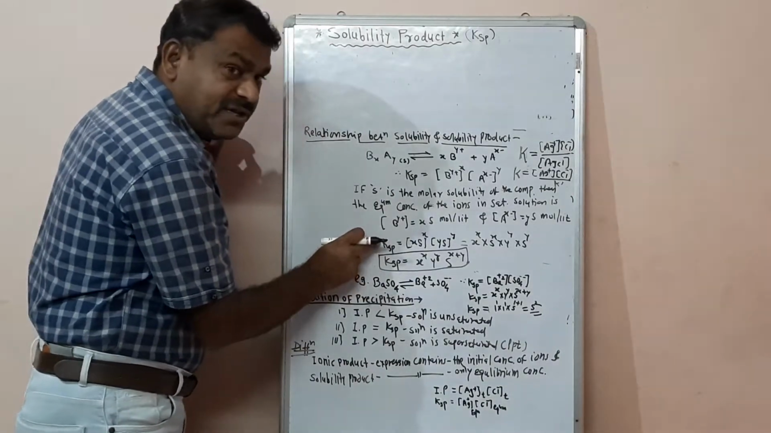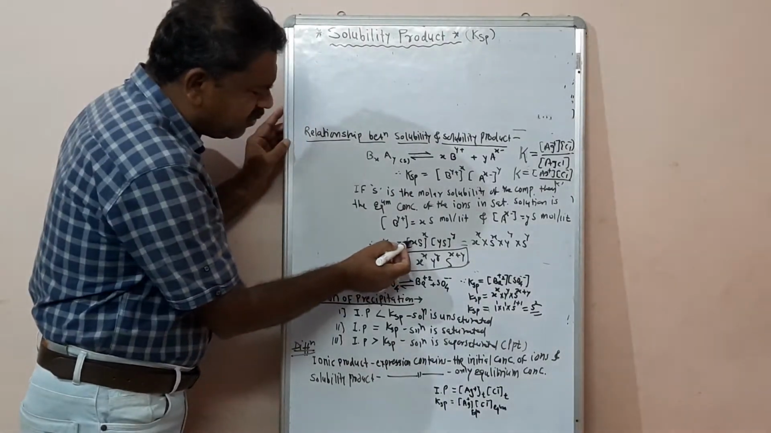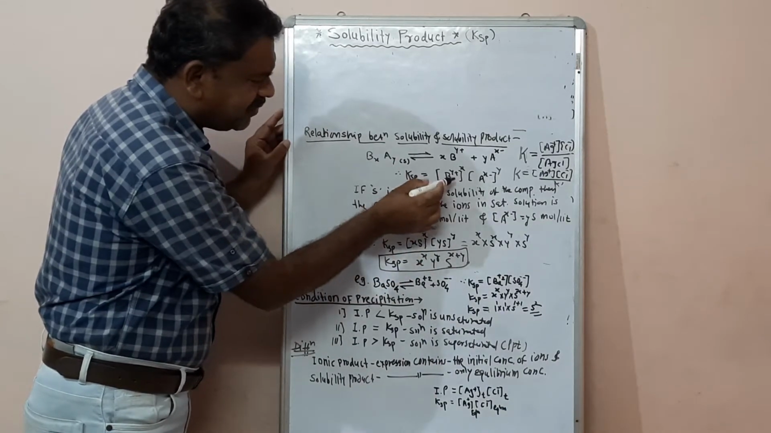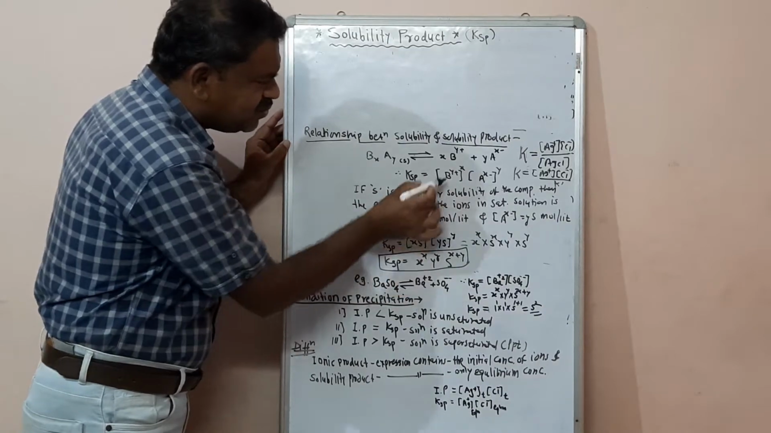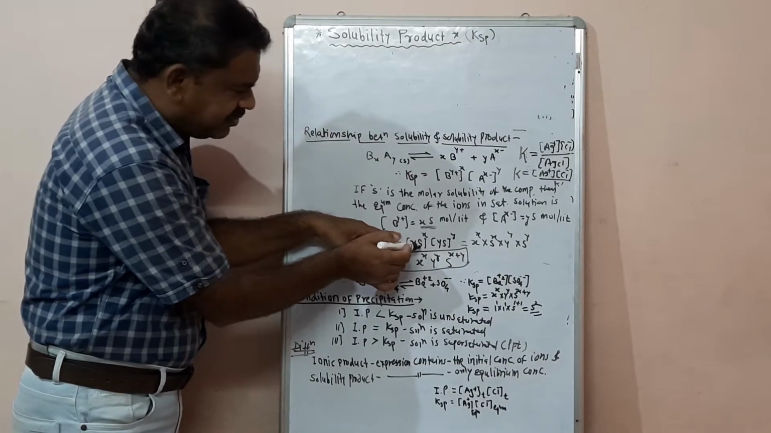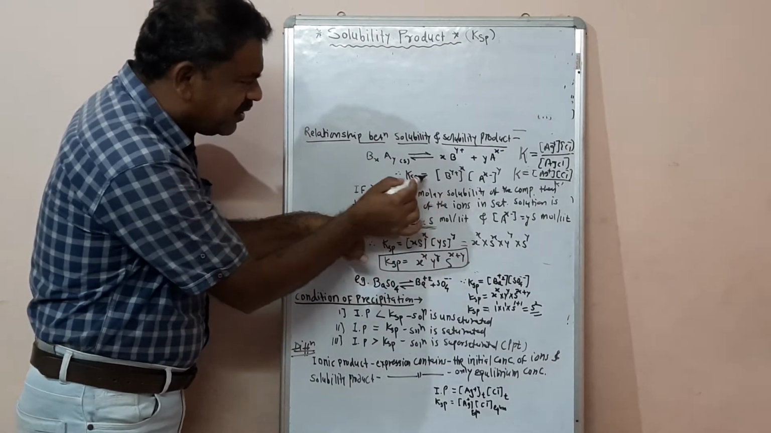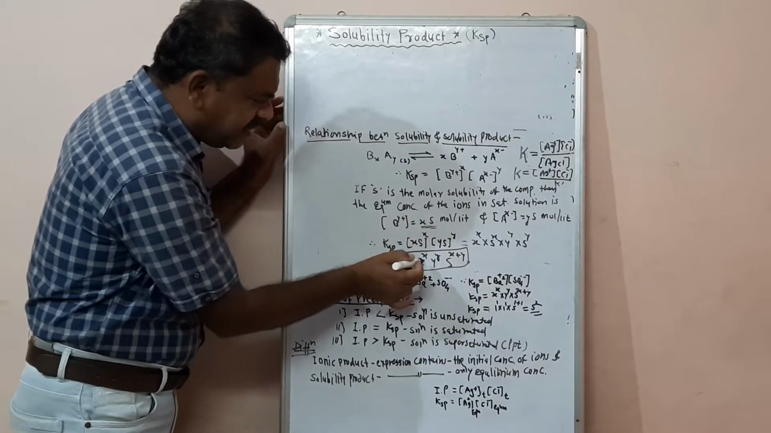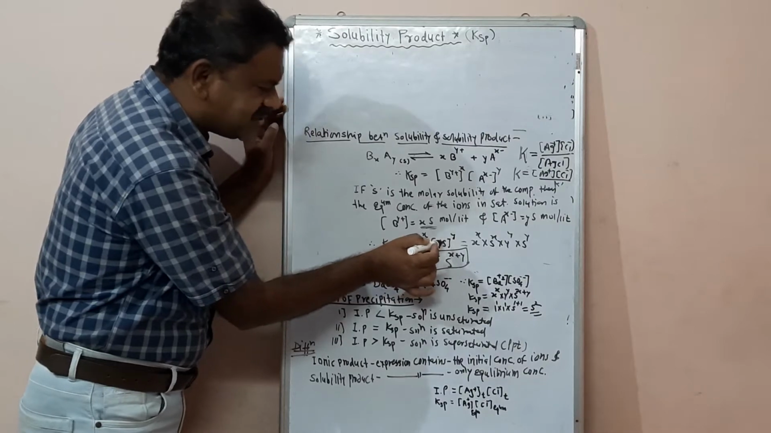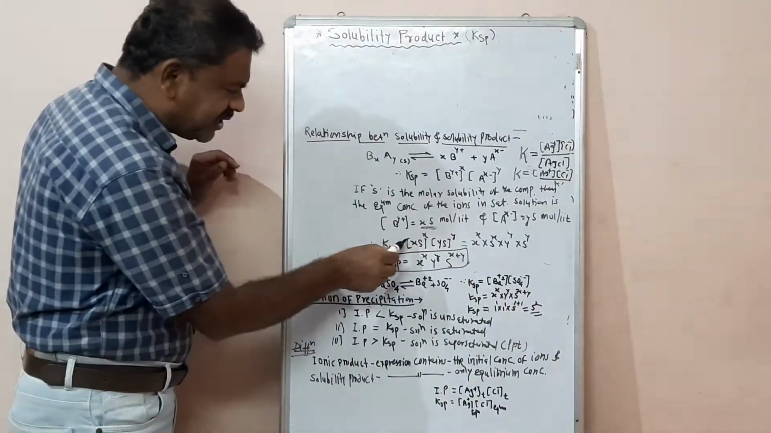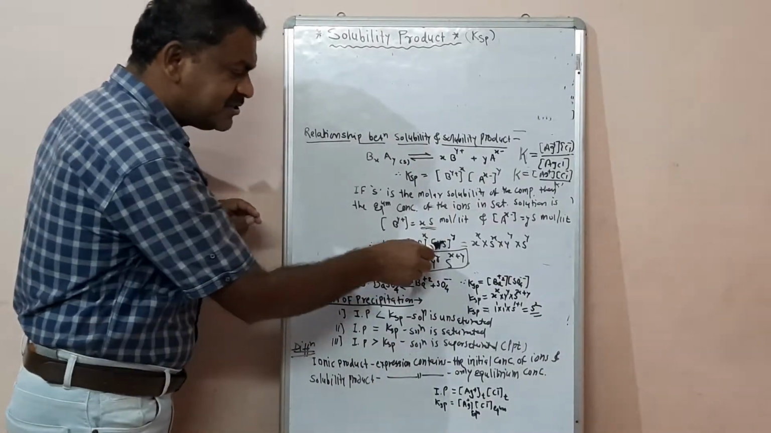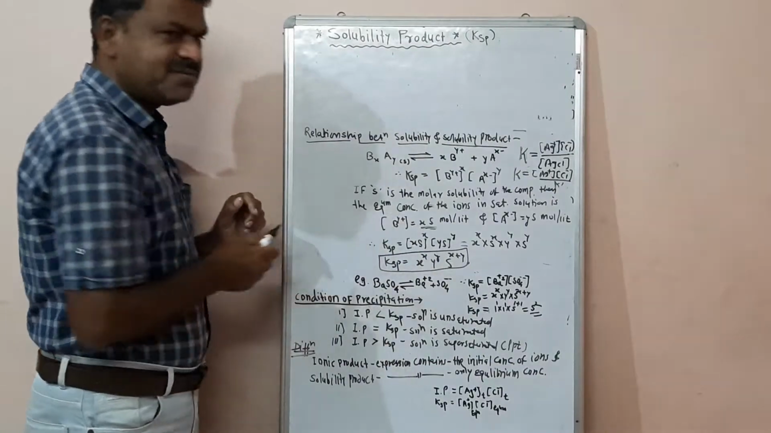Therefore the Ksp, that means the solubility product, is equal to xS raised to x, where x is the coefficient, into the molar concentration yS raised to y. Now these x and y are the coefficients of that S, this is S, and these are the powers.